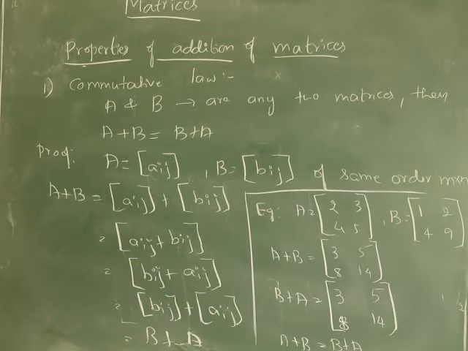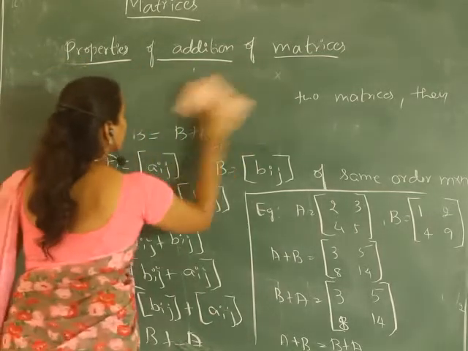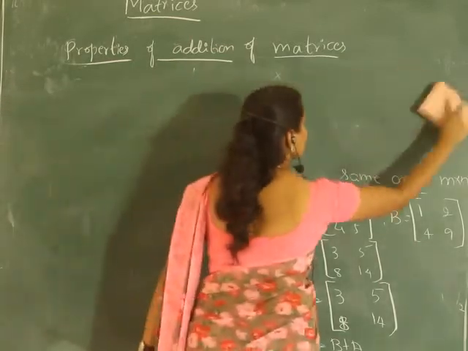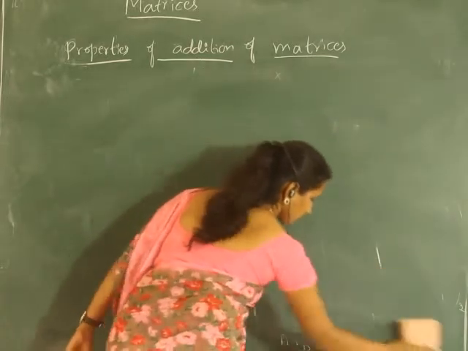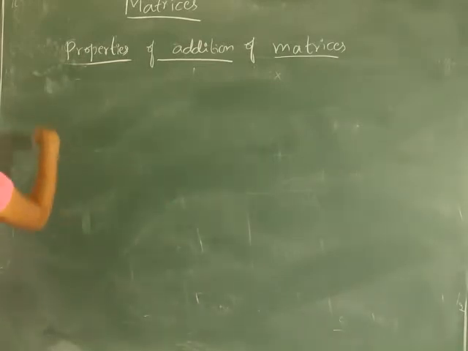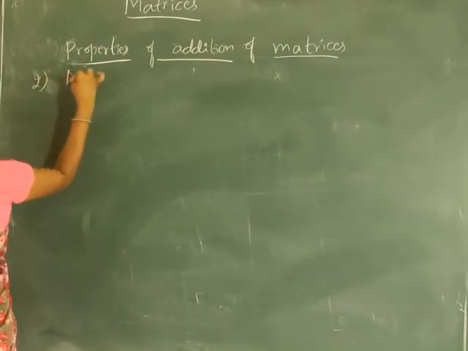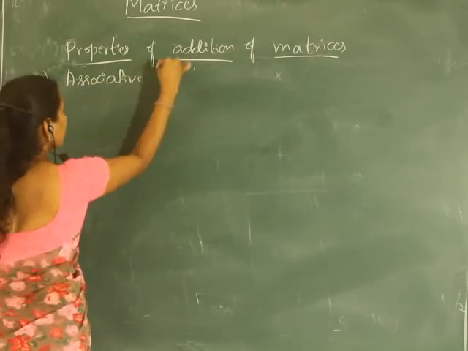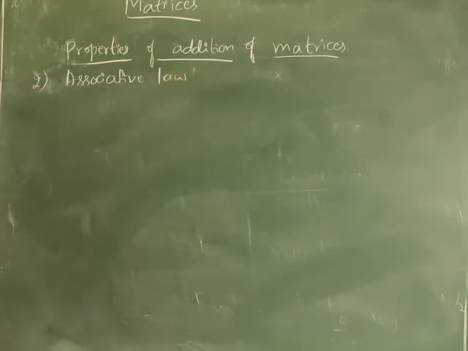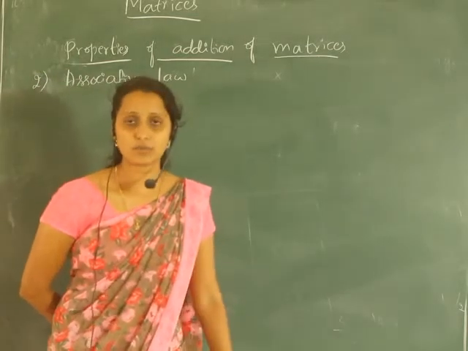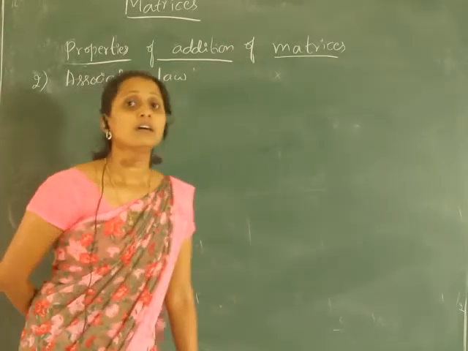So the next property is that matrix addition is associative. This was about commutativity. Next, associativity of matrix addition. What is the associative law? In the same way as in the set of real numbers, we can apply the associative law to matrices.